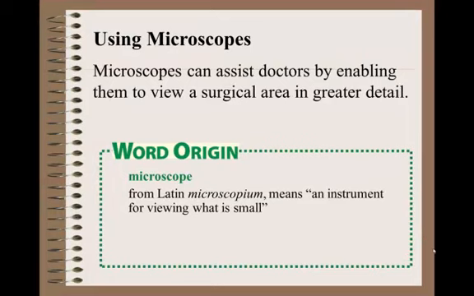Okay, using microscopes. They have a lot of uses. Of course, you know that doctors use them, and they also use them for surgery. When they have to do surgery like in the brain, where it's very delicate, in areas where they need to be able to see the actual nerves, they're going to use microscopes to do that. The word microscope came from Latin, as many of our science words. Microscopium, I guess is how you say that. And it means an instrument for viewing what is small. So that's why it's magnifying.